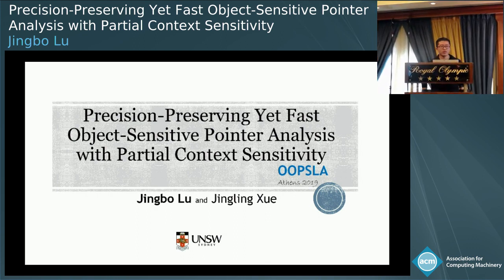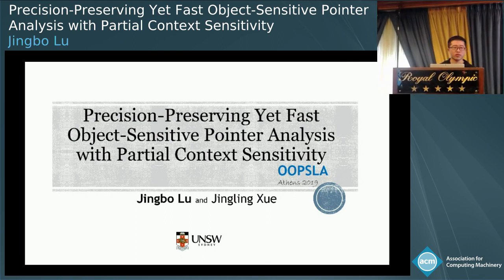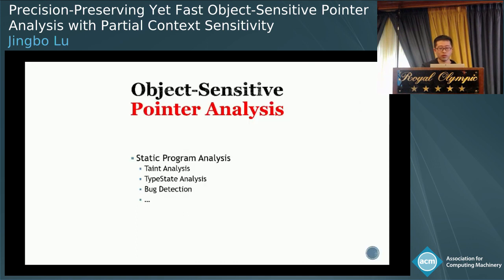Thanks for the introduction. I'm going to talk about precision-preserving yet fast object-sensitive pointer analysis with partial context sensitivity. This is joint work with Jingling. Before presenting my own work, I want to introduce some basic concepts. Pointer analysis is the cornerstone of most static program analysis, such as taint analysis, typestate analysis, and also static bug detection.